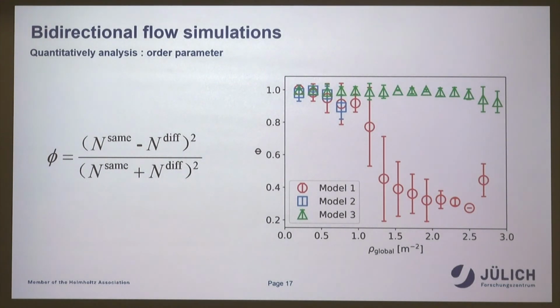The x-axis is still the density, and the y-axis is the order parameter. In model 3, the order parameter is always close to 1, which means a very strong lane formation in the simulation, and this value is much higher than the other two models.